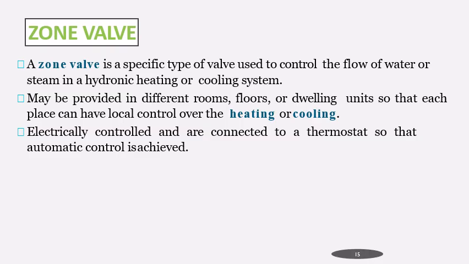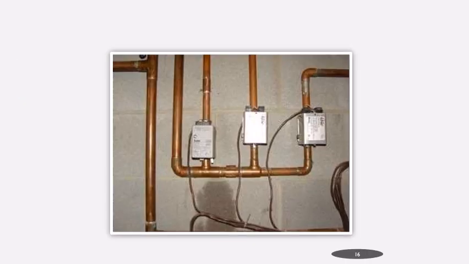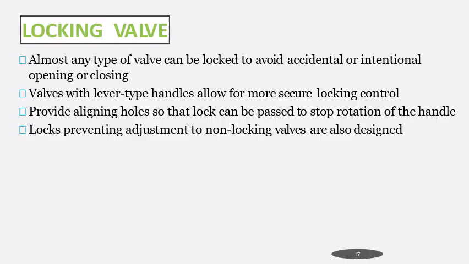Next one is the zone valve. It is a specific type of valve used to control the flow of water or steam in a hydronic heating or cooling system. It may be provided in different rooms or floors or dwelling units so that each place can have local control over the heating or cooling. It is electrically controlled and connected to a thermostat so that automatic control is achieved. This is an example of the zone valve.